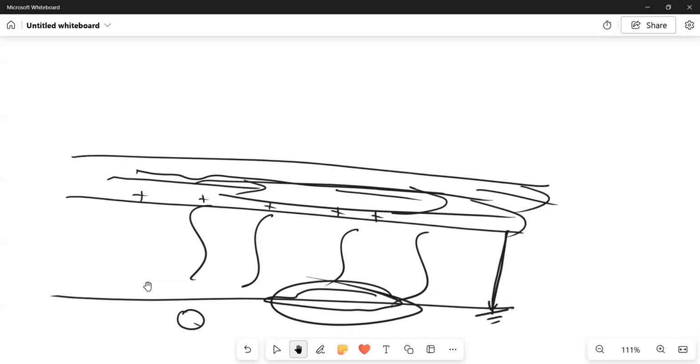So I'll send you some notes as to some safety precautions that we need to take, right? And some use cases of static electricity.